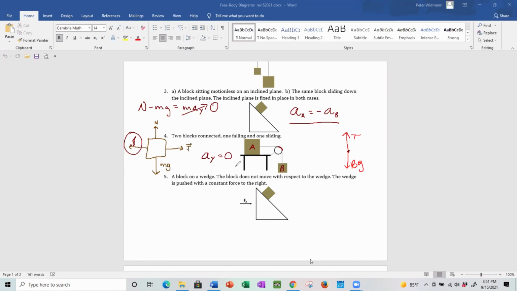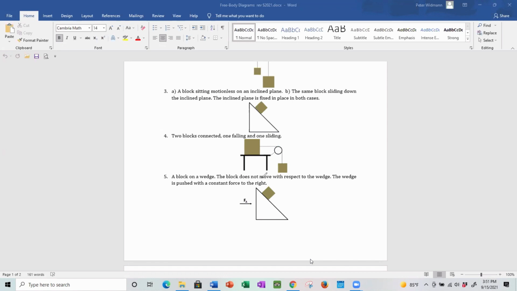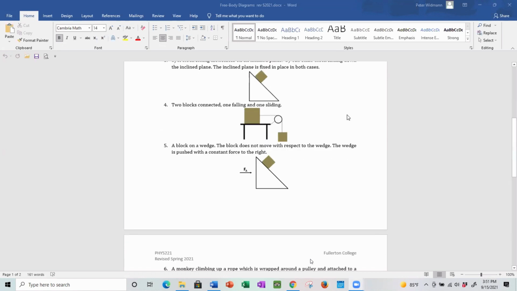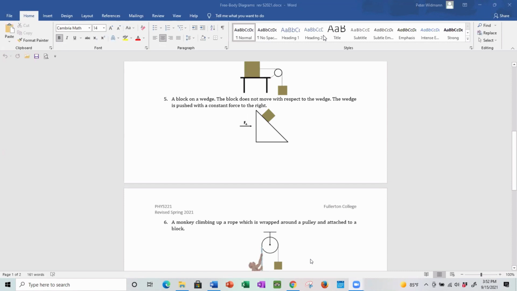Okay, Tuan. Let's look at number 5. I made a mistake here. The block is mass A, but the wedge, we also have to do a free body diagram for, because the wedge moving is part of the problem. Now, the block does not move with respect to the wedge, but the whole thing moves to the right. So Tuan, why don't you do a free body diagram for me for block A?